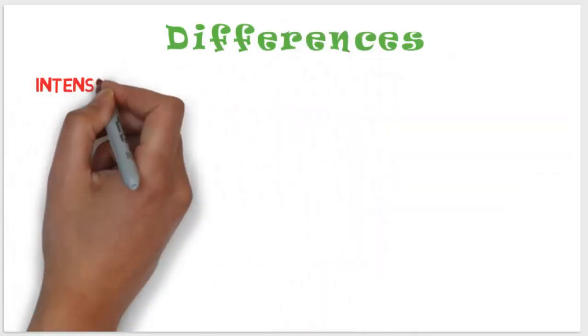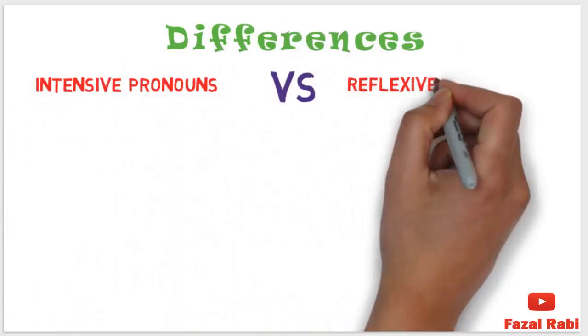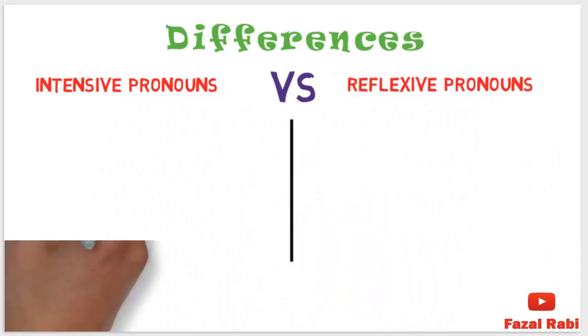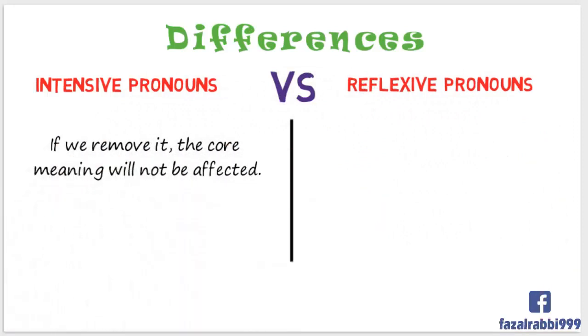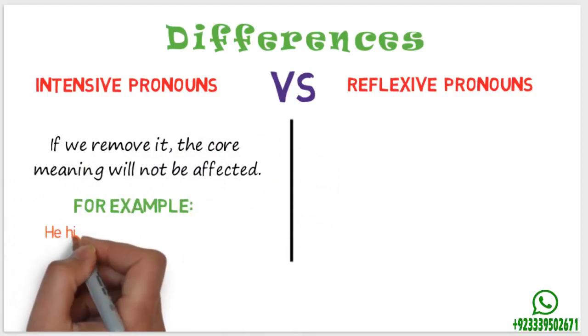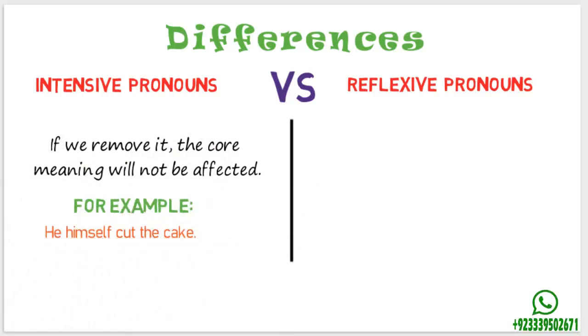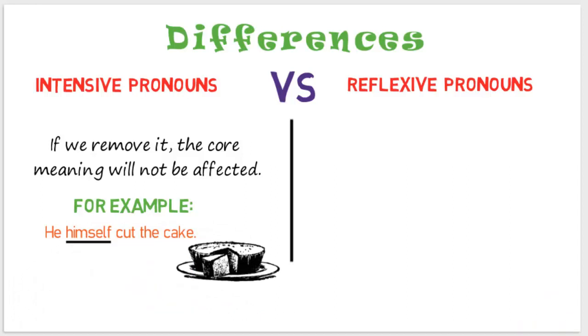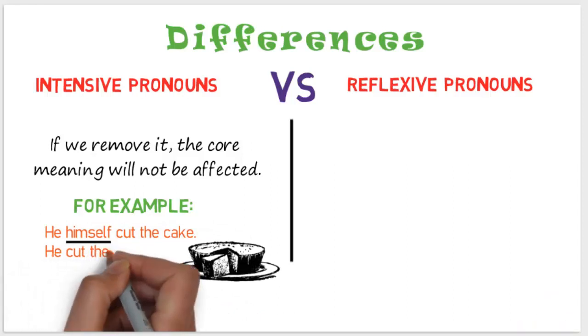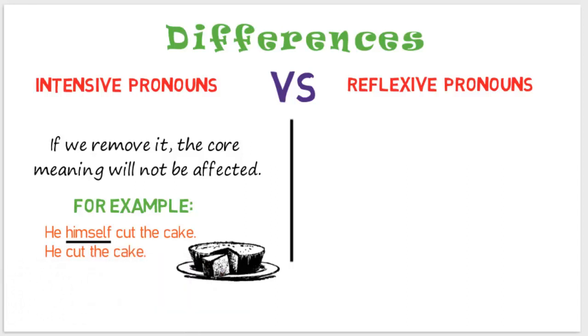The second difference between intensive and reflexive pronouns is that if we remove the intensive pronoun from the sentence, the core meaning will not be affected. For example, he himself cut the cake. Now, if we remove himself from the sentence, it will become he cut the cake. Now observe both the sentences. You will not feel a big change in their meaning.